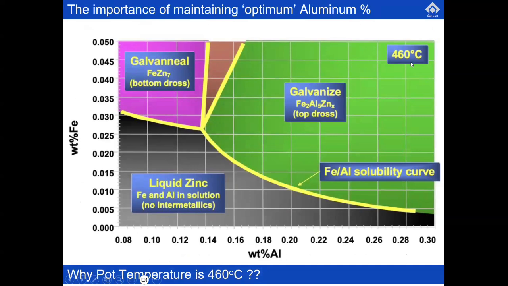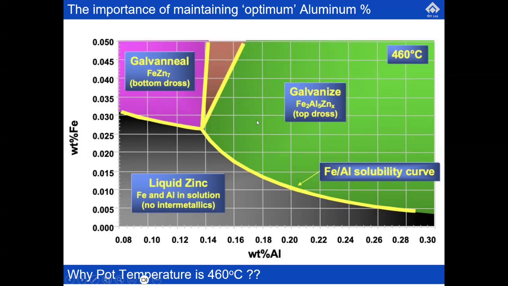Like I was telling, at 460 degrees this is the solubility curve. At an aluminium percentage above 0.14%, all that we have is what we call top dross, which is Fe2Al5Zn(x). Below 0.14%, in galvannealed coating, we need to maintain a pot chemistry where the aluminium is around 0.115 to 0.13%, which is below 0.14. So we have a lot of bottom dross.